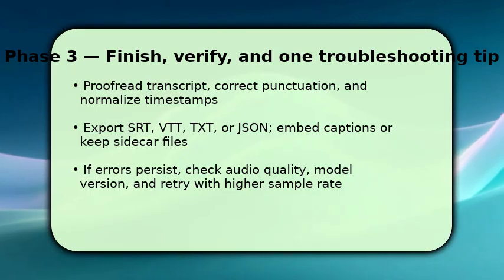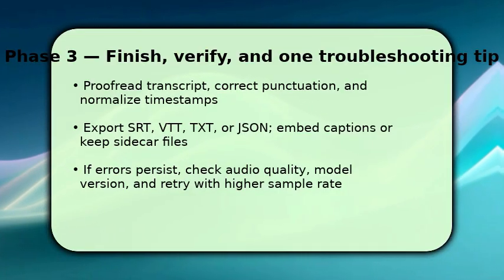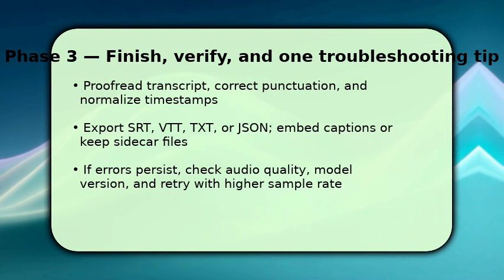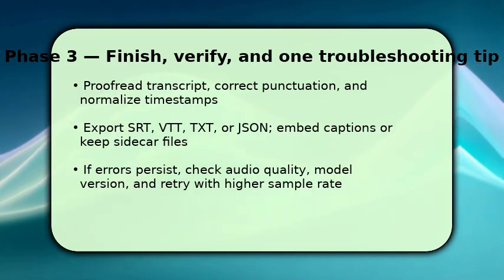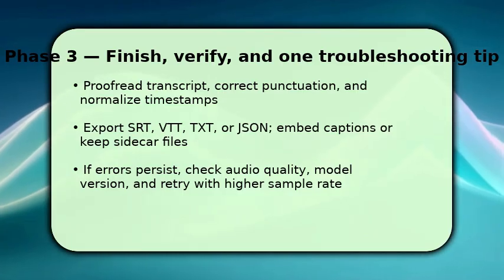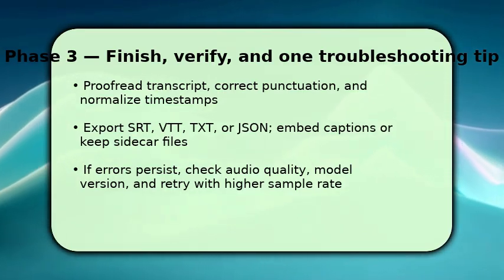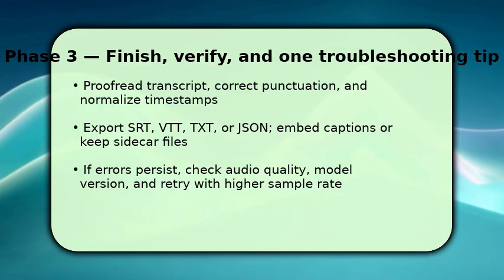You finish by cleaning and exporting the transcript. Open the output, proofread for punctuation and homophones, and normalize timestamps to match the video. Once edited, export to SRT, VTT, TXT, or JSON depending on your workflow, then either embed captions or keep them as sidecar files. If the result has repeated errors, troubleshoot.